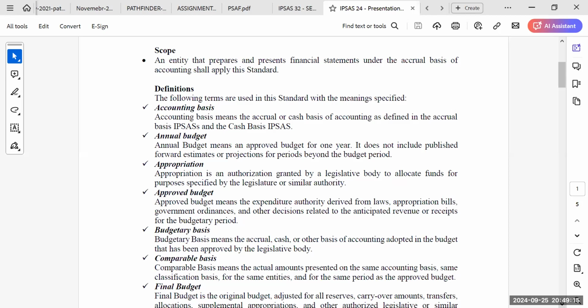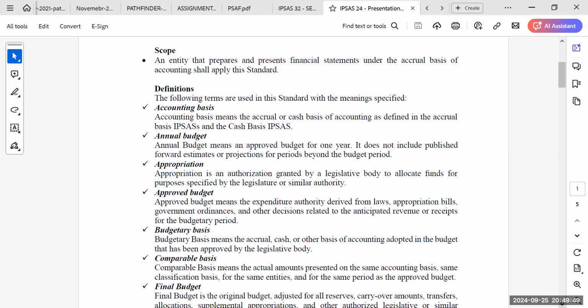So are we preparing the budget on cash basis? The method or the basis that is being used to prepare the approved budget is what we call the budgetary basis. So the budget has been approved. Is it prepared on accrual basis or cash basis? Or is it prepared on appropriation? Or on fund basis? The method used is what we call the budgetary basis.